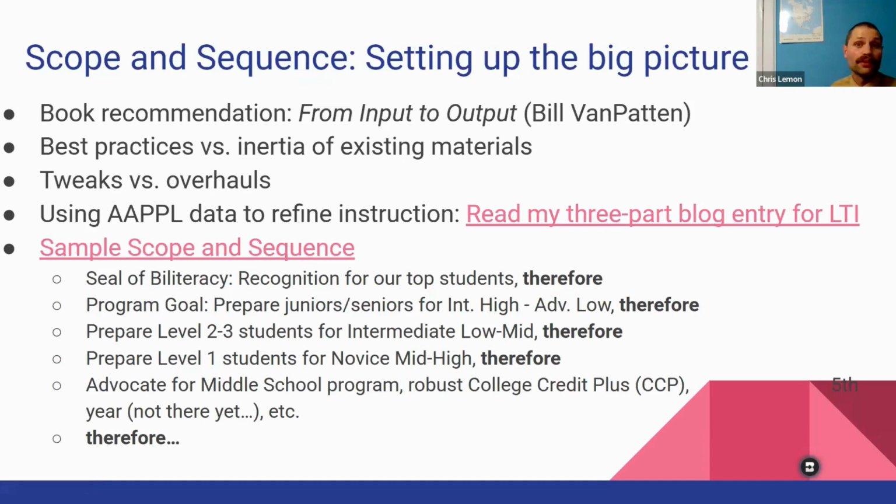And so that's where we want to be at program end. So because of that, it's our juniors and seniors that need to be at the intermediate high level or better. So we need our level 2 and 3 students to be at the intermediate low or mid level, which means our level 1 students need to be getting to novice mid or novice high. Okay, so this allowed us to successfully advocate for a middle school program.